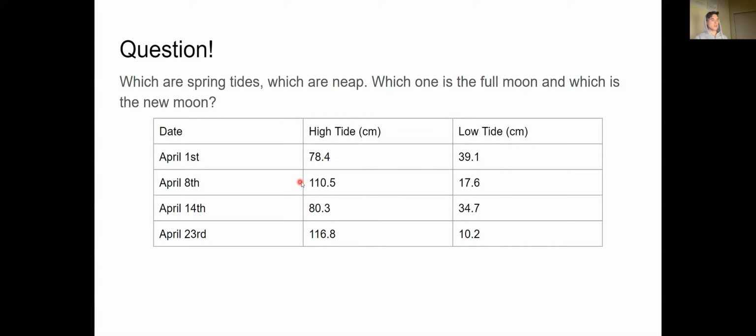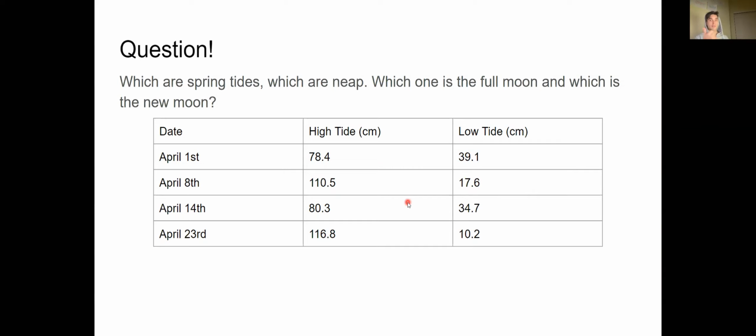So if this is the full moon, then this would be waning. So this would be quarter three, and then new moon, and then that would be quarter one. So I can figure out the type of moon just by looking at the tides fairly closely.